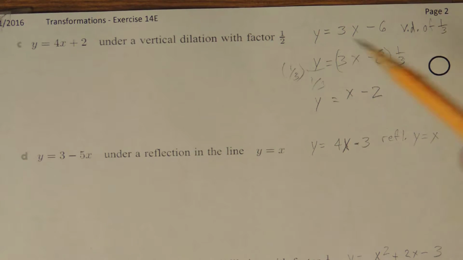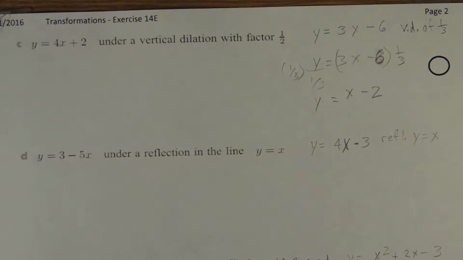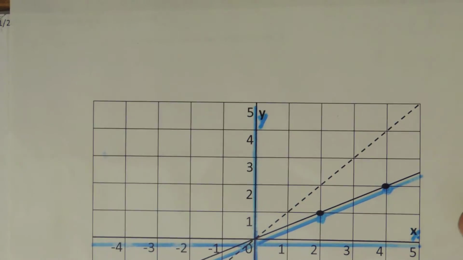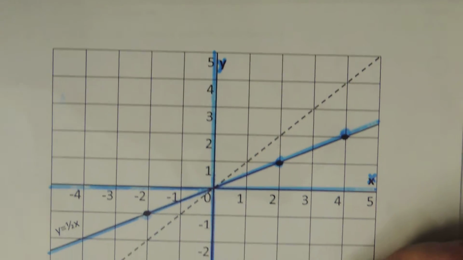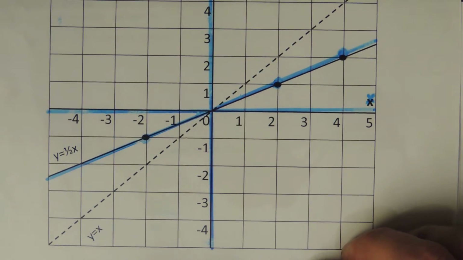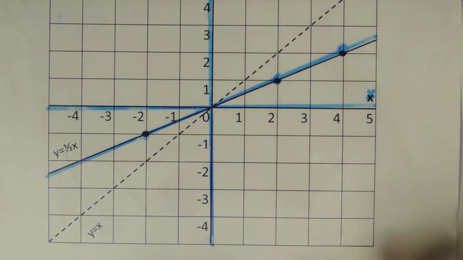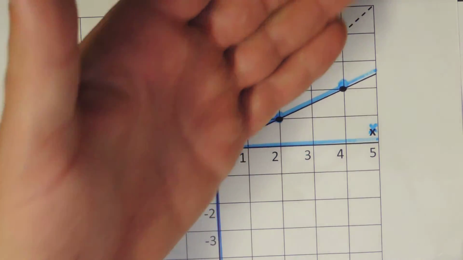Okay, now that you have practiced 1C, 1D wants us to reflect it on the line y equals x. And once again, I'm going to use my example function. This is not the function we're going to be working with. But I want to reflect this around the y equals x line. So this line here is y equals x. If I want to reflect that, I'll put a mirror here.